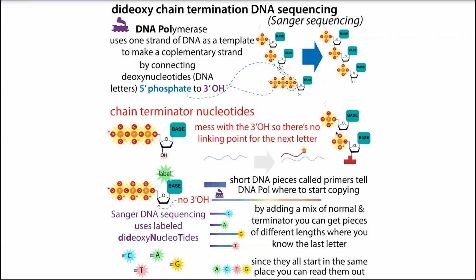And if you put in your reaction mostly deoxynucleotides, so mostly normal ones that can link up, but then also some of these labeled dideoxynucleotides, you'll basically get products of different lengths that are labeled. And you can label each of the different DNA letters, so C, A, G, and T, with a different fluorophore or some other different label. Now these different length chains are all going to end with one of these fluorophores. And by reading out the fluorescence, you are able to then read out the sequence of the DNA.